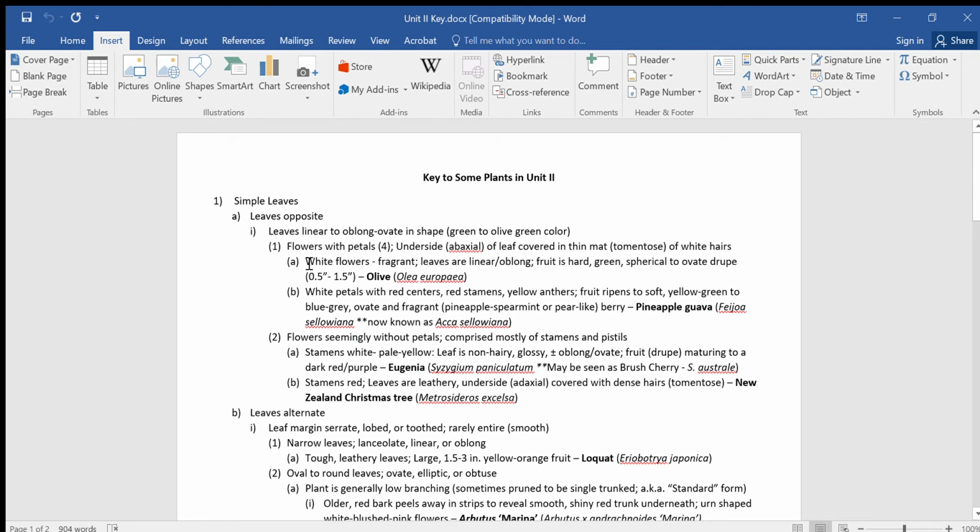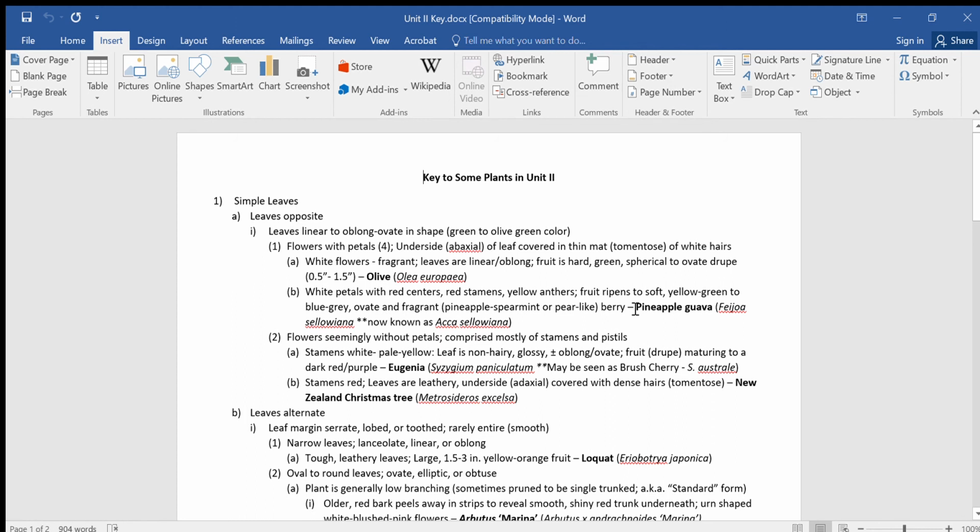Are the petals white? White flowers? Or are they white with red centers and red stamens? You're looking closely at yours, and there are really bright red stamens in the center. The petals are a little pinkish with red centers, so you know it's B here, and now we're down to the species. It's Feijoa sellowiana, otherwise known as pineapple guava.